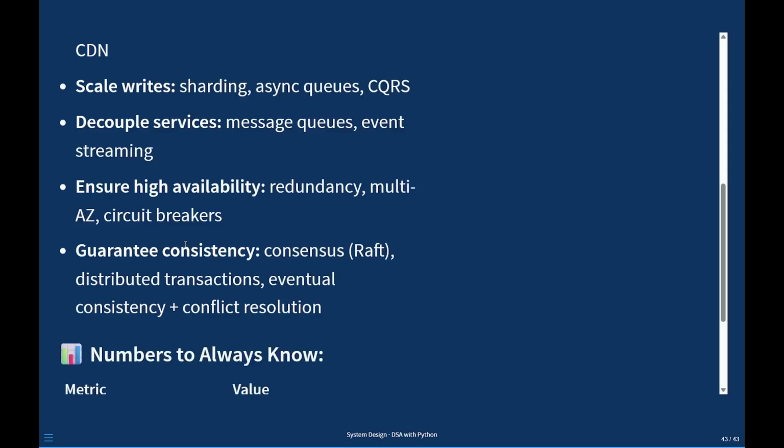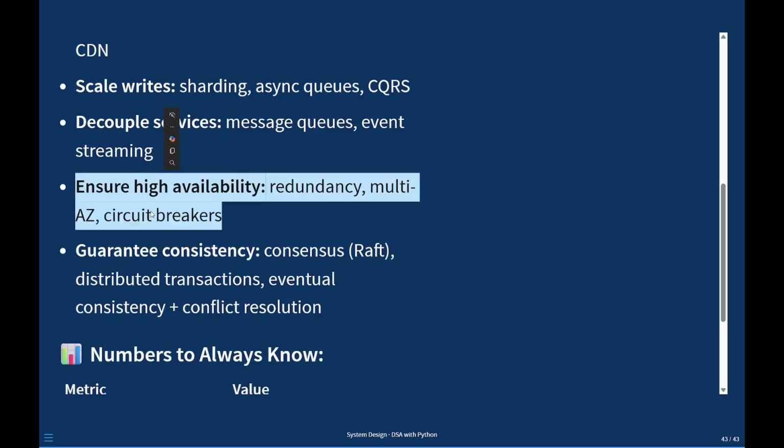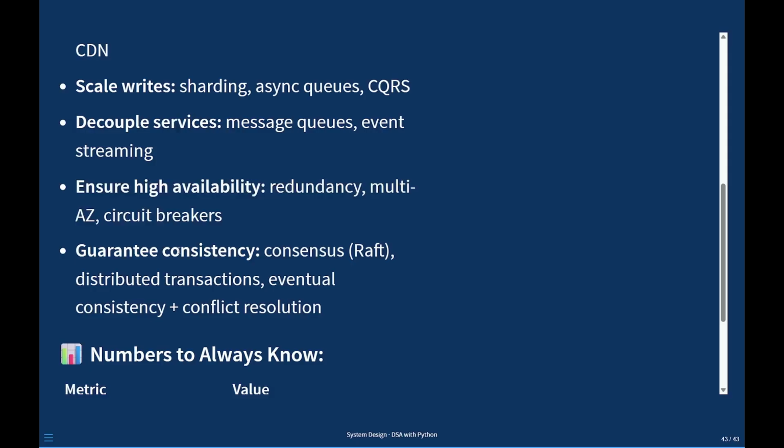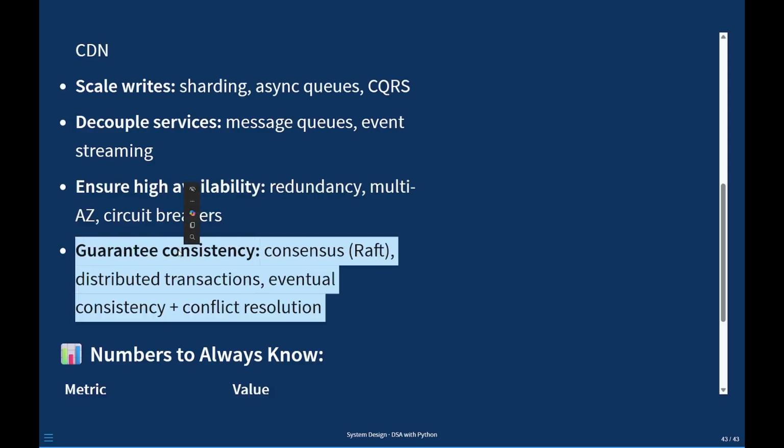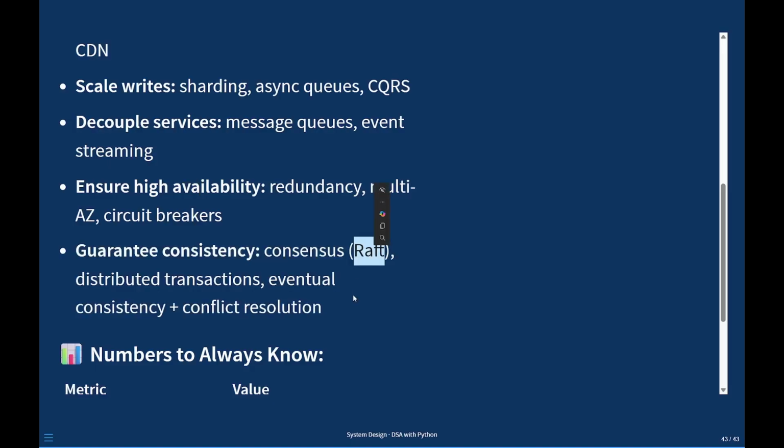To ensure high availability, eliminate all single points of failure. Deploy multi-AZ. Implement circuit breakers. To guarantee consistency, use Raft consensus for distributed agreement. Use distributed transactions only when necessary, and understand when eventual consistency is actually acceptable for your use case.